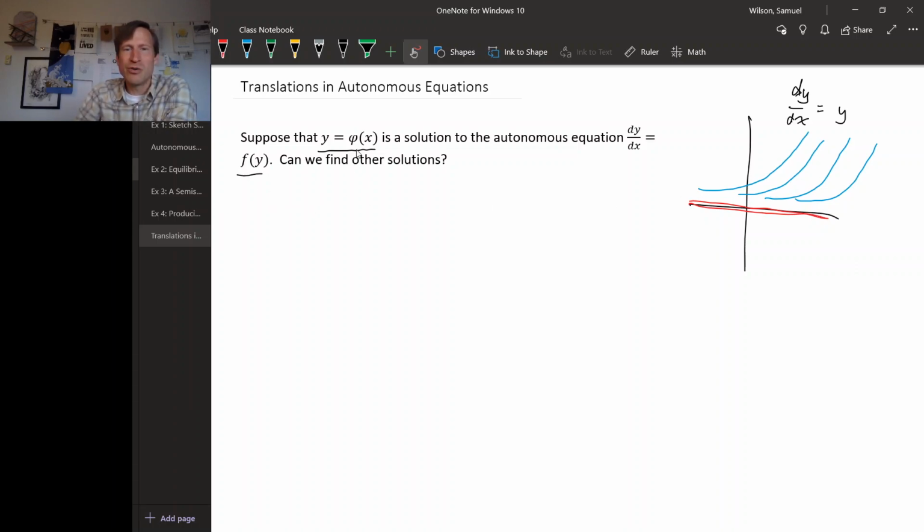So we know that this solution phi, this is a Greek letter phi, we're supposing we have a solution. And the question that I want to ask is, is it still a solution if we translate it horizontally? And remember, to translate a function horizontally, you add or subtract some constant on the inside, like this. So is phi of x minus c a solution?